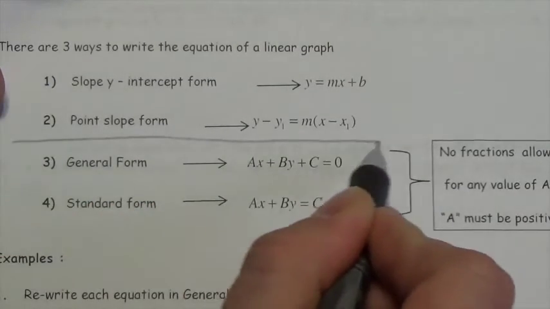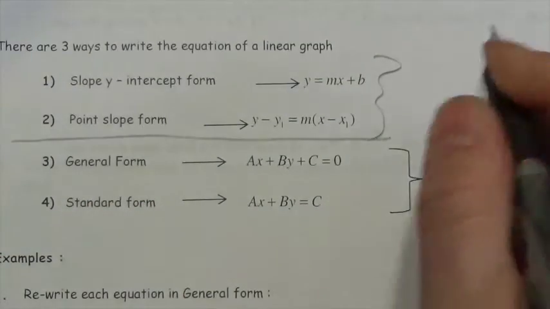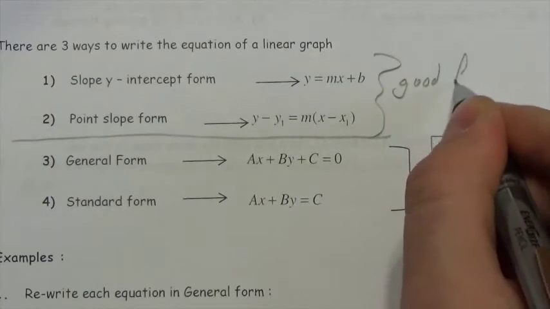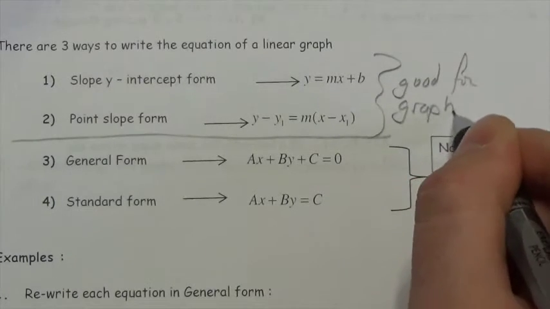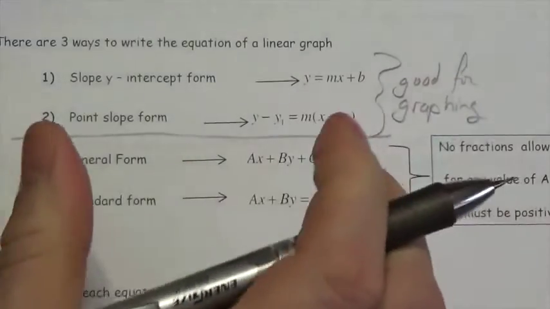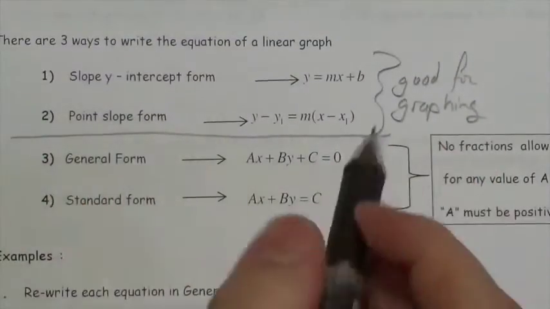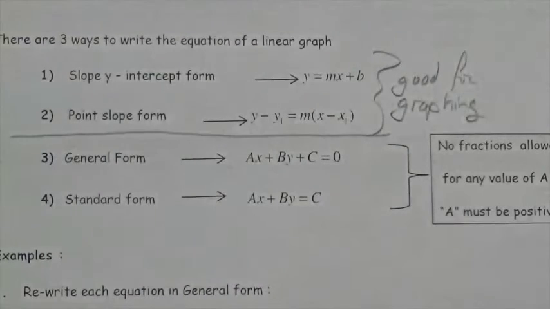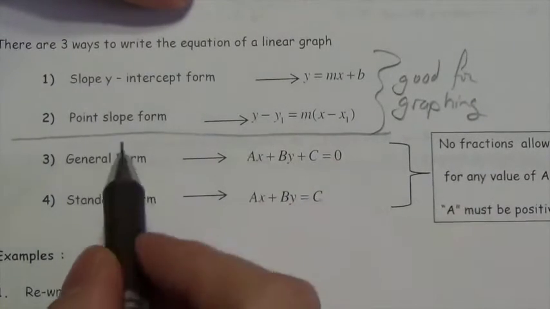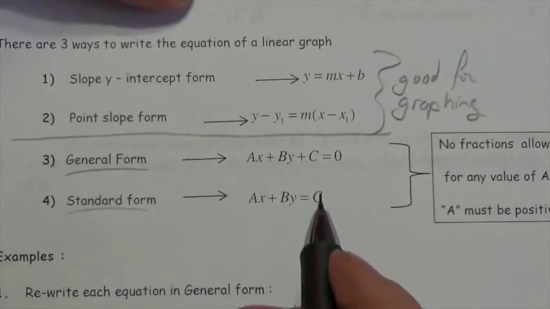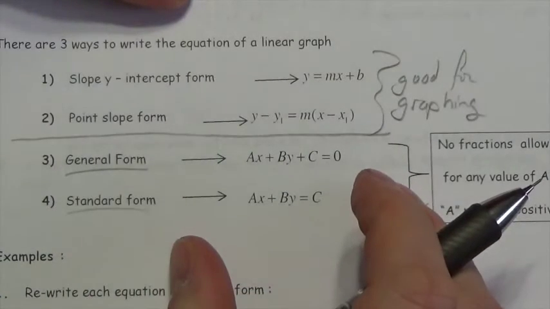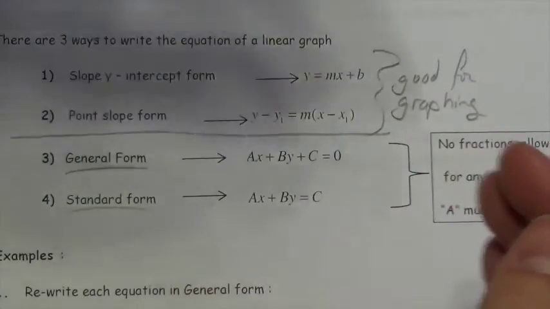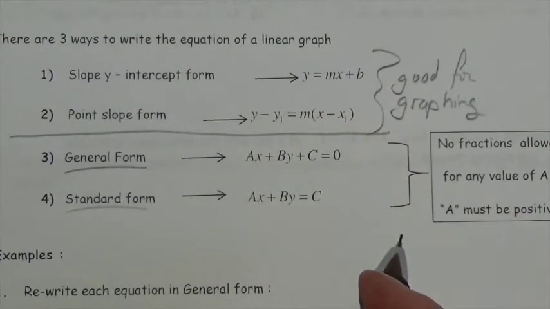There's kind of a break that happens right here. These guys right here are good for graphing. If you want to know what these relationships look like, these are really convenient forms to put the equation of a linear function in, because I can see right now the pieces that I need to plot this very quickly. These two forms here, the general form and the standard form, they are more important to us in an algebraic context. Okay?